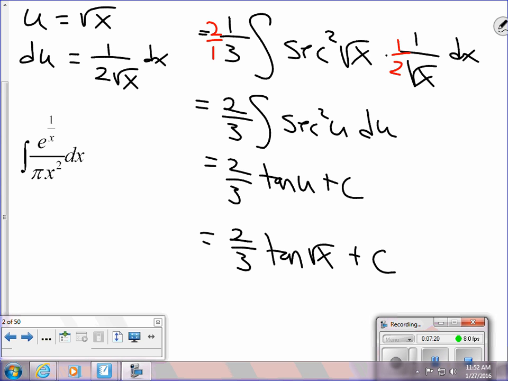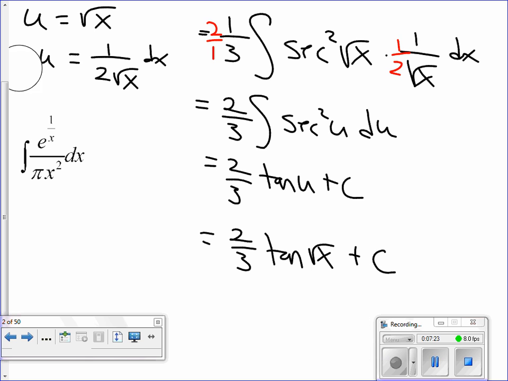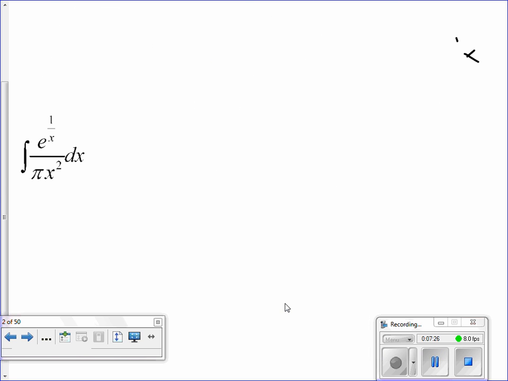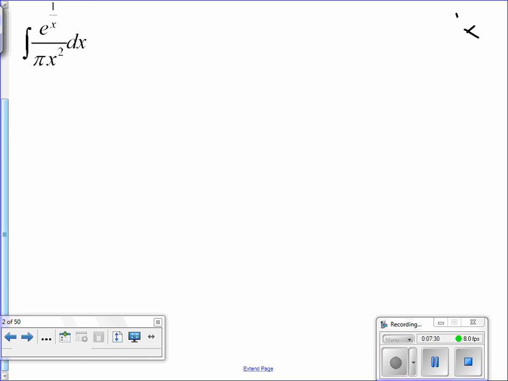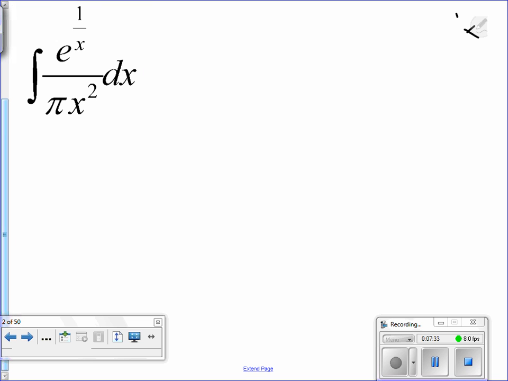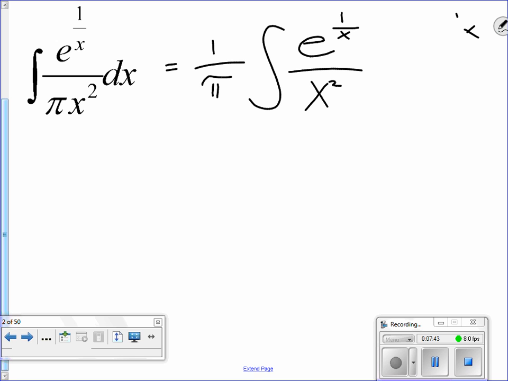All right, got one more here. So look at the last one. Think about what you're going to do first. Okay. I'm going to pull out the 1 over pi. So we have e to the 1 over x squared dx. Okay. 1 over x for our u. Now you can think of that as x to the negative 1 if you want to, but we needed the du. What is that going to be? 1 over x squared? There we go.